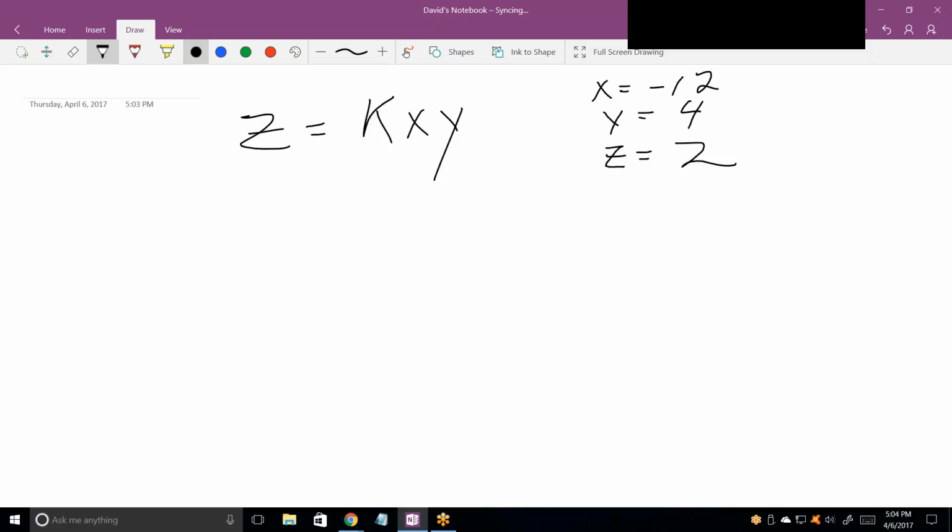That's enough. There's 4 variables there, and they gave us 3 of them. That means we can figure out what k is. So tell me what to write. 2 equals k times negative 12 times 4.